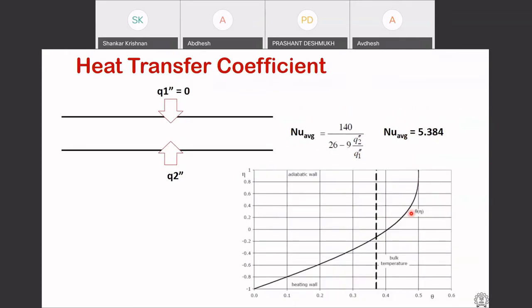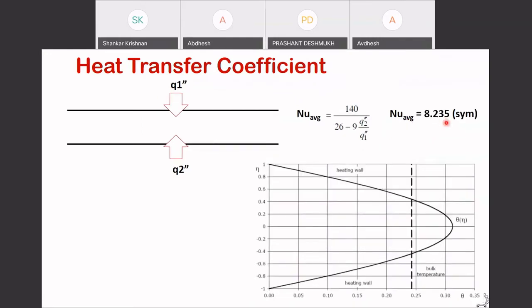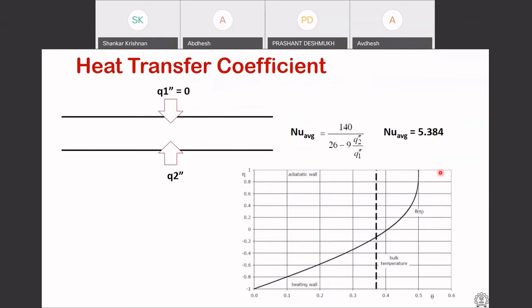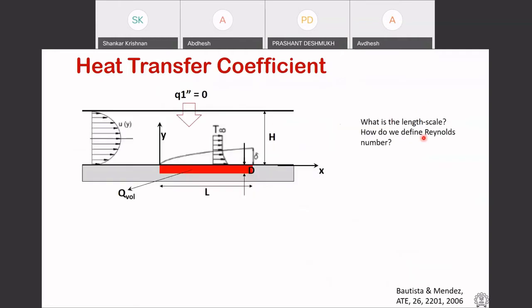If I make my top side adiabatic, then my Nusselt number drops right away from 8.235 to 5.385 because my top wall is adiabatic. Now this temperature profile of the fluid meets the top wall at a perpendicular angle. The bottom is the heating wall. You can see that based on the situation, my Nusselt number has changed. Well, it's just such a simple case.